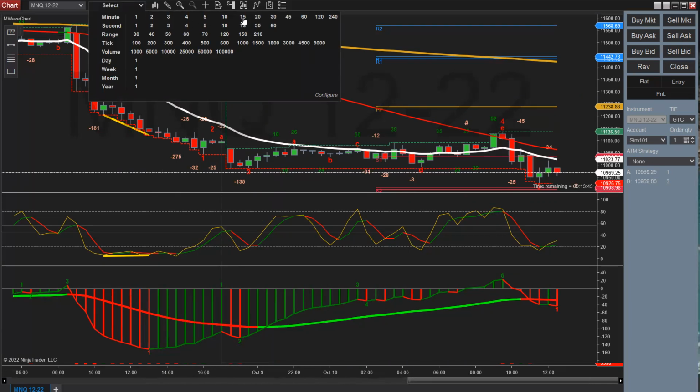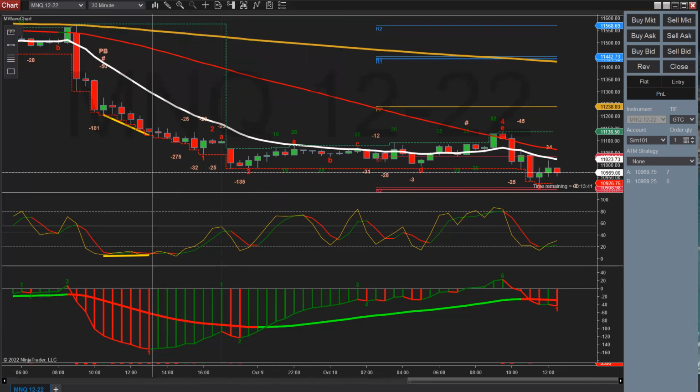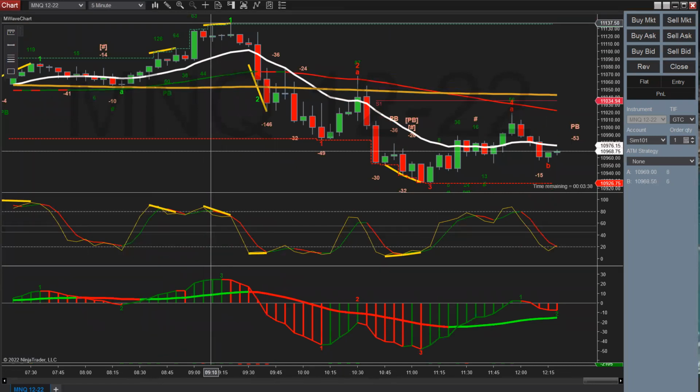So it is all really the same. It isn't like it's different betting boards. No, it's all the same market, just in different time scales of the same market.